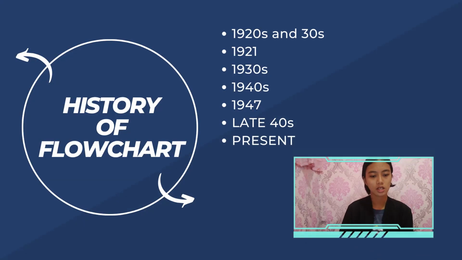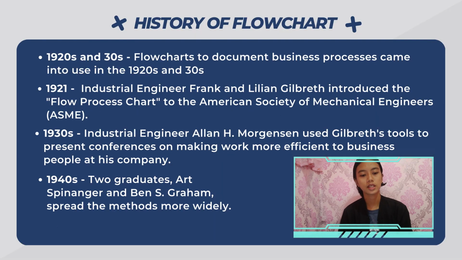Now let's proceed to the history of flowchart. During the 1920s and 30s, flowcharts came into use for business processes. In 1921, industrial engineers Frank and William Gilbreth introduced the flow process chart to the American Society of Mechanical Engineers, or ASME. Frank explained the first flowchart to the members of ASME to introduce his presentation entitled Process Charts, the First Steps in Finding the One Best Way.